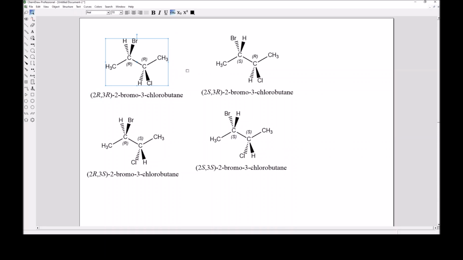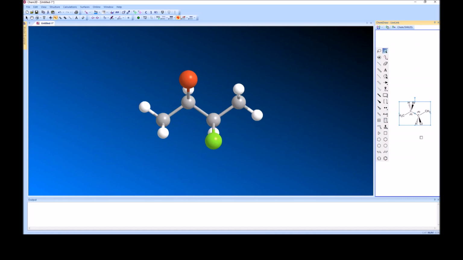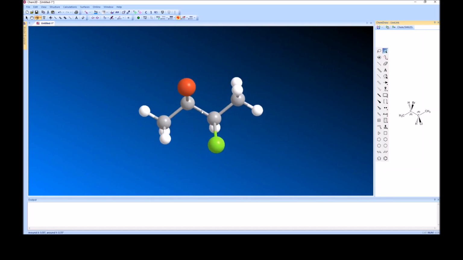And so to appreciate the genius of what Fischer came up with, I'm going to go ahead and move this molecule over to ChemDraw 3D. So hopefully this, yep, I just cut and paste it into the palette right here. And that should look the same. And here we are. So this right here is now a 3-dimensional model of 2R, 3R, 2-bromo-3-chlorobutane. We're just going to call this molecule A because that's less of a mouthful. So molecule A right here, what I want to do now is draw a Fischer projection of it.